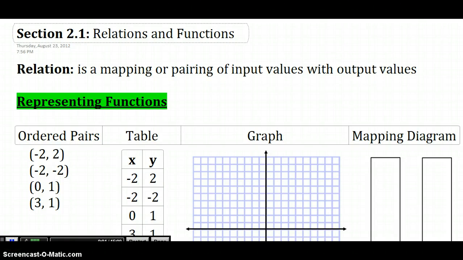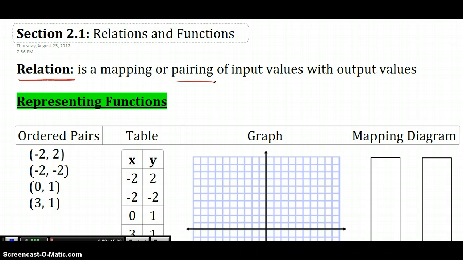Chapter 2 is about linear equations and functions. So the first section, 2.1, is talking about what a relation and a function actually are. First off, let's start with a relation. A relation is a mapping or a pairing of input values with output values.